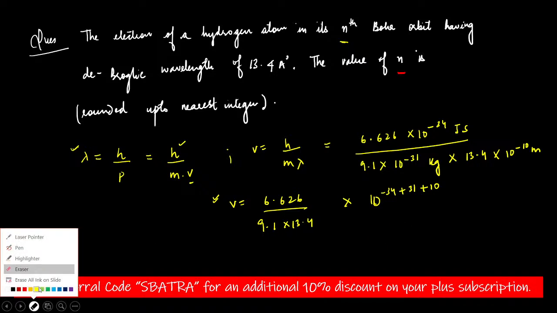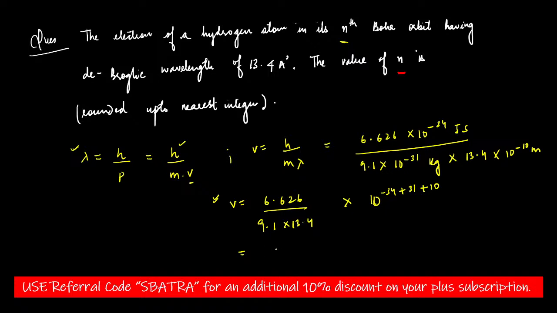Okay, let me calculate this value. This value is coming around 541249.7 meter per second. All of you are getting this value only, right? Just confirm it. 541249.7 meter per second. This is the velocity value that we are getting from here.